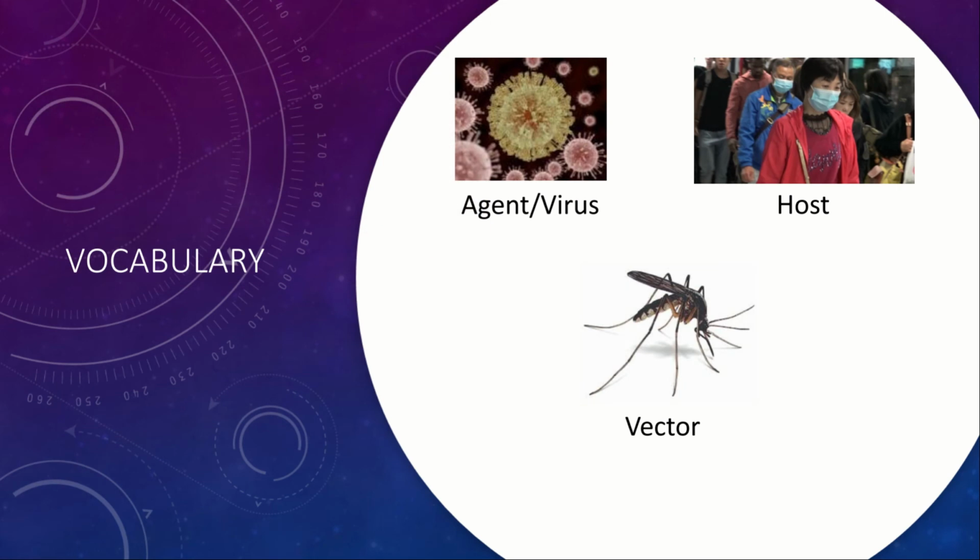So before we start the presentation, here are some vocabulary terms that I'd like to address that are going to be used in this presentation. An agent is a bacterium, virus, protozoa, parasite, or fungus that can cause any disease. In this presentation, the agent is the Zika virus. A host is an organism that harbors the agent. And a vector is a vehicle used by the agent to carry itself to a host.